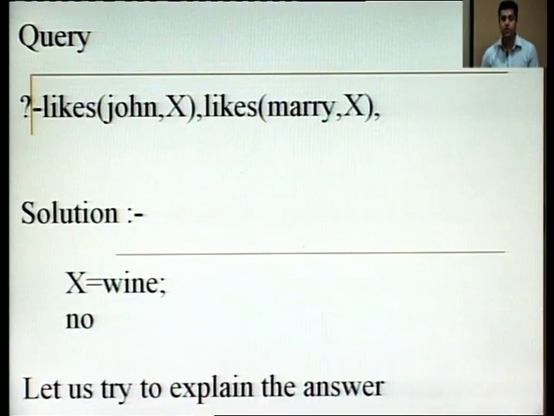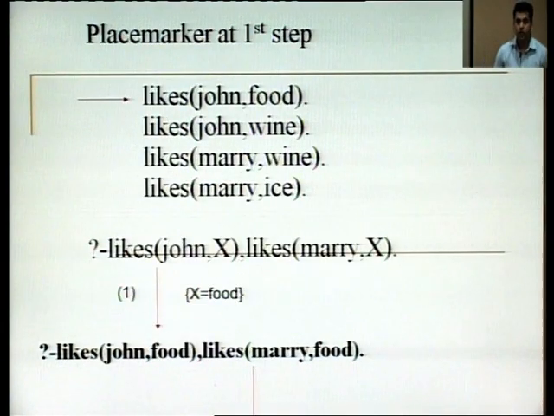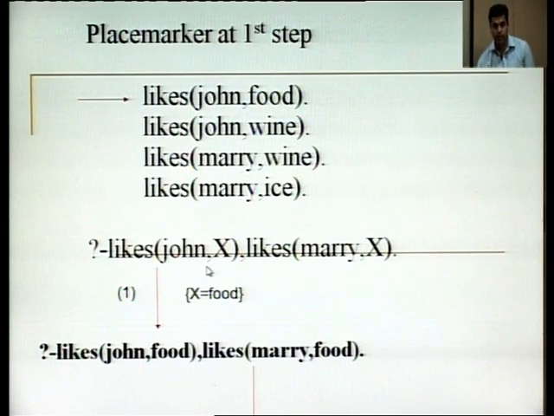Now, how did this answer come? Let's see. When the search starts for this fact, whenever there are a number of subgoals, the complete query is known as a goal. There are 2 subgoals, likes John comma X and likes Mary comma X, and the execution always starts from the left hand side. That's why we will take this first subgoal, it will match with the first fact, and this is the place marker.